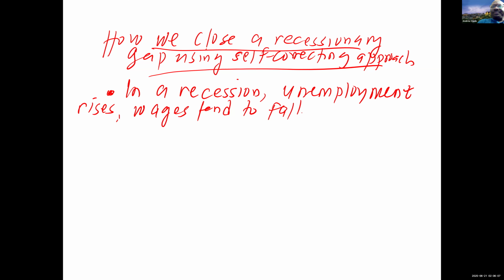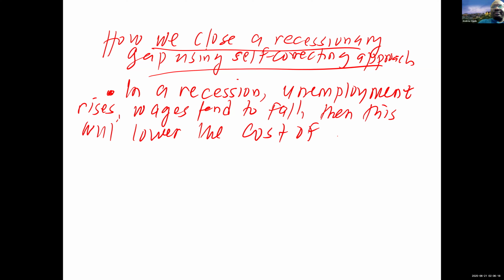So when wages fall, then this will lower the cost of production. Production cost, because wages are the major cost to many companies. Because almost all companies hire labor. So labor cost is a big deal when it comes to producing goods and services. So in a recession, these economists are saying that government should not intervene because unemployment is high, wages are going to fall, and as wages fall, this is going to lead to a lower production cost.